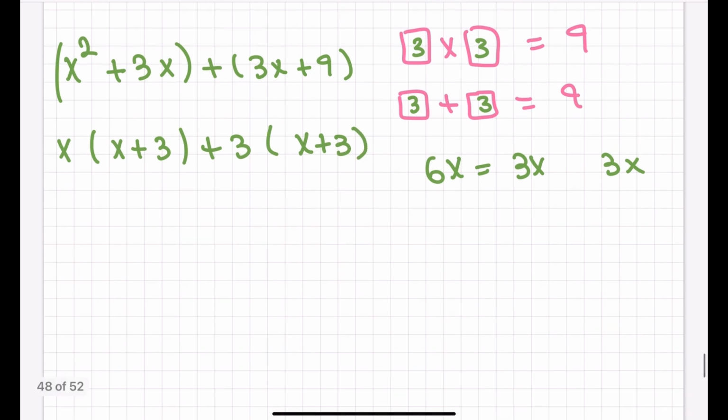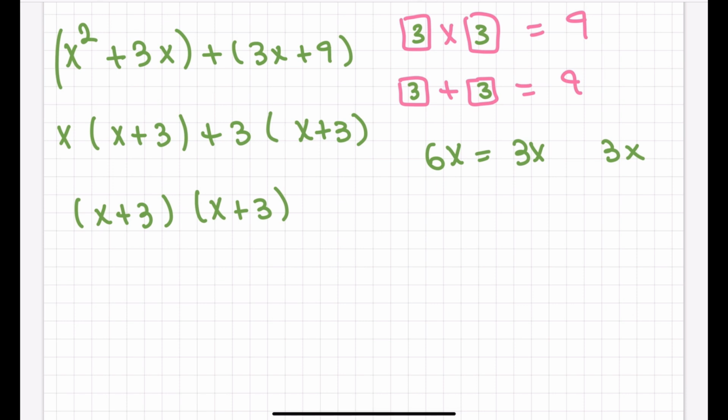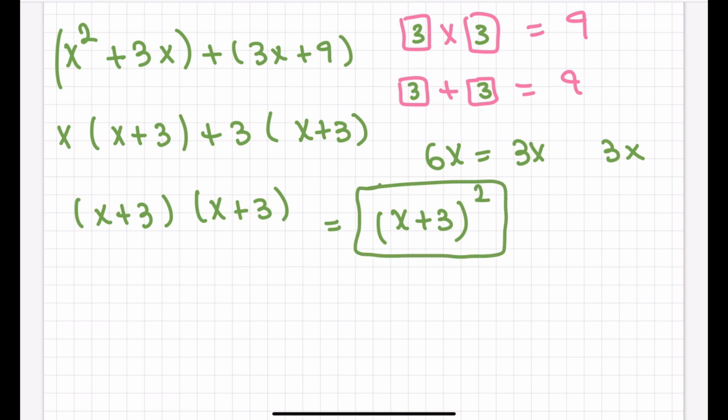Now we have regrouped them, so these 2 can be one group. You're going to write down x plus 3 times x plus 3. And in order to simplify it more, the final answer would be x plus 3 squared. So this is one way to do it, but as I said, this takes lots of time because you have to guess the number, and always go through all these steps.